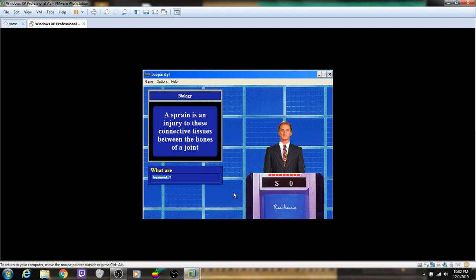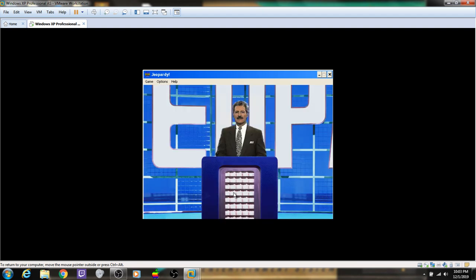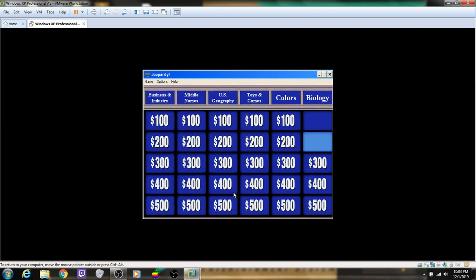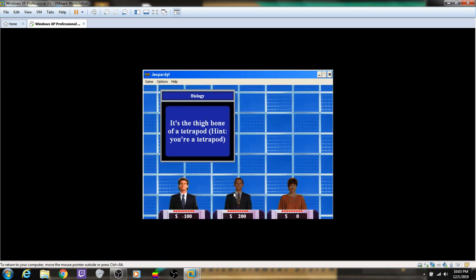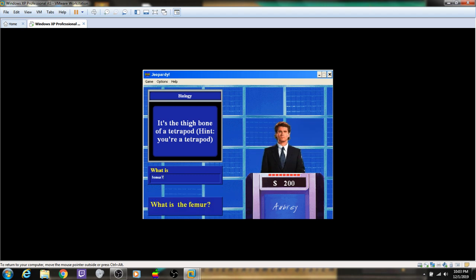Ligaments. Yeah. He's right. Good job. Biology 300. It's the thigh bone of a tetrapod. Hint, you're a tetrapod. What is a femur? Yes, that's correct.